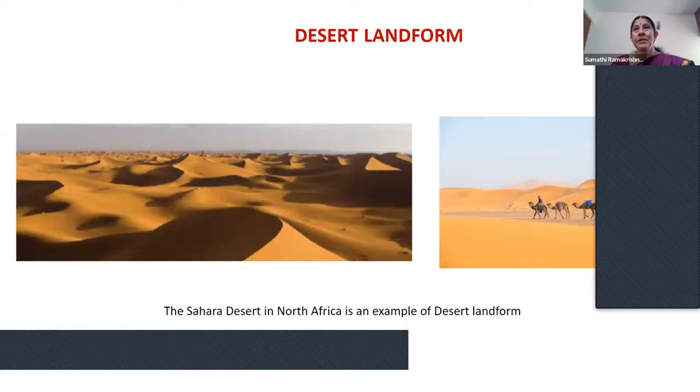And there are two types, hot deserts and cold deserts. Hot deserts are located along the equatorial region, Tropic of Cancer and Capricorn, whereas cold deserts are located closer to the Arctic and Antarctic regions. You can give Thar Desert as the example for a hot desert, and for a cold desert, you can refer to the Gobi Desert, which is in Mongolia and China.